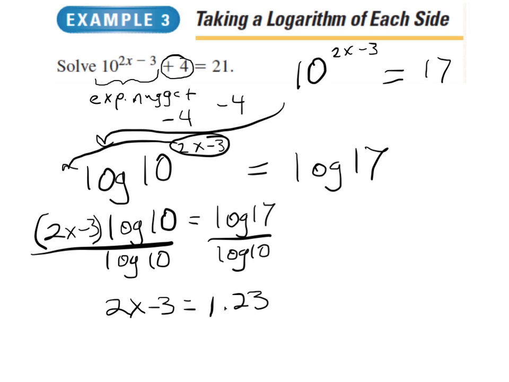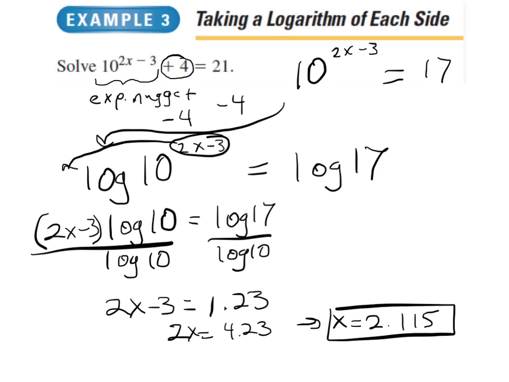Okay? So then 2x equals 4.23, and then x equals 2.115. Alright? So that's how we handled it in class.